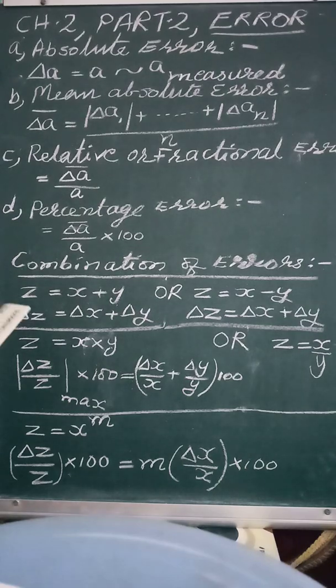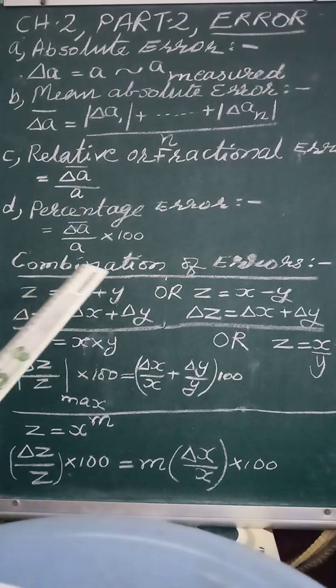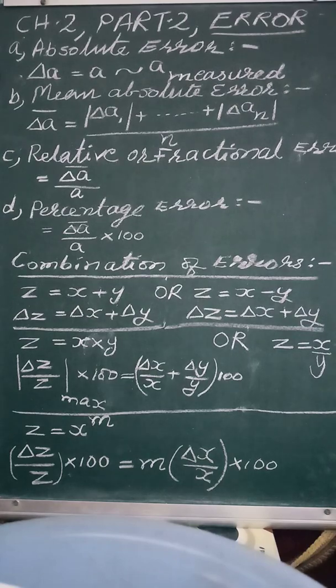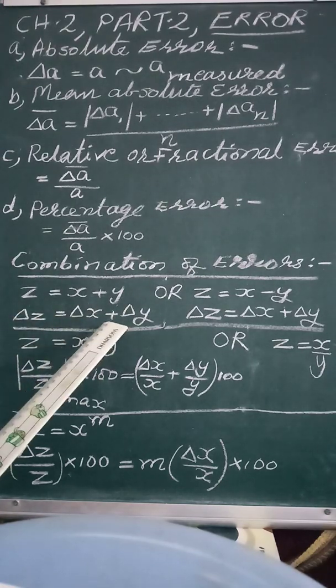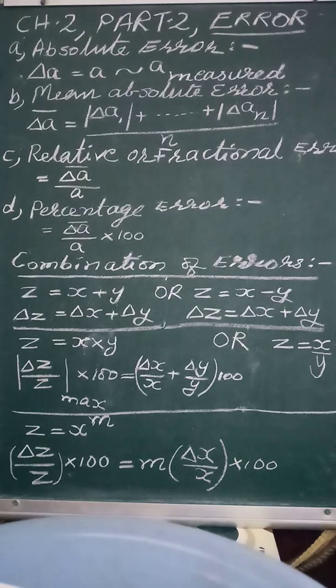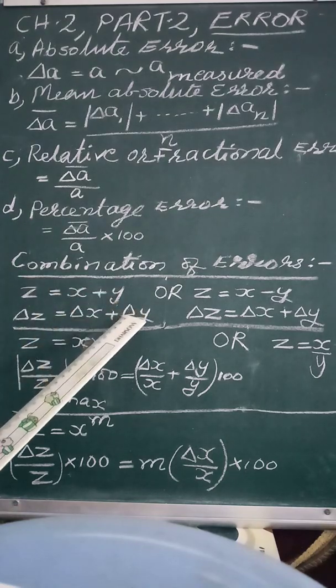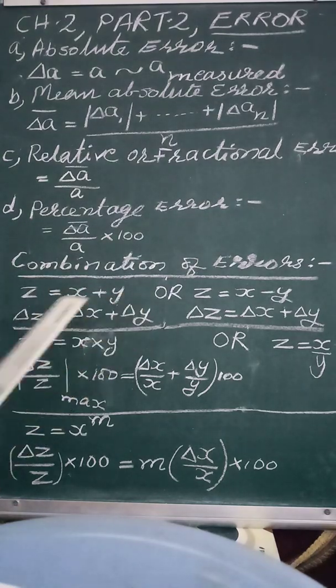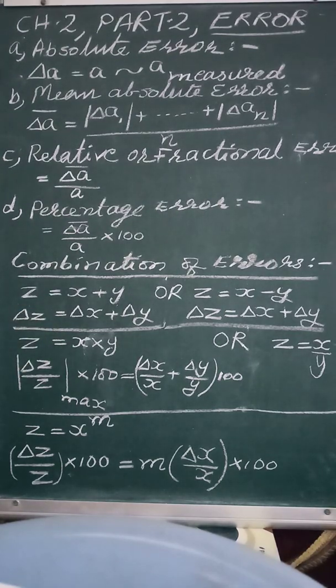One is x and one is y. So the result is obtained, z is equal to x plus y. So what will be the error in the result, that is delta z? It is equal to delta x plus delta y. That means we are adding the absolute error of x and absolute error of y. We will get the resultant error in the result.